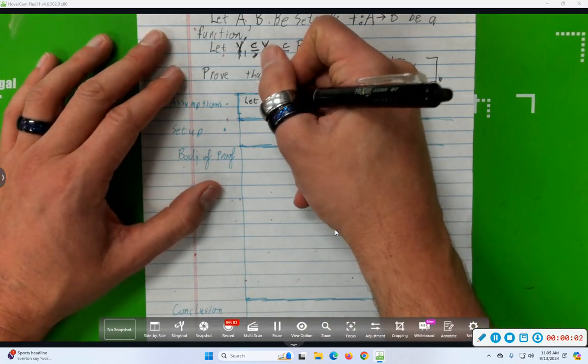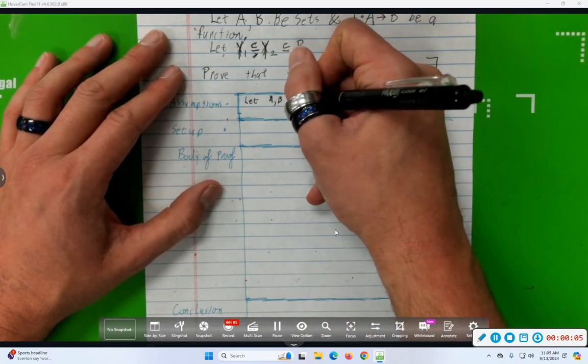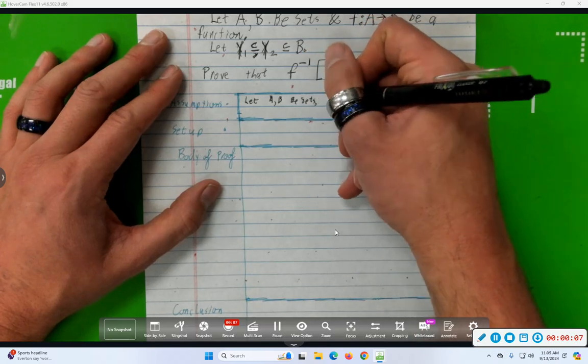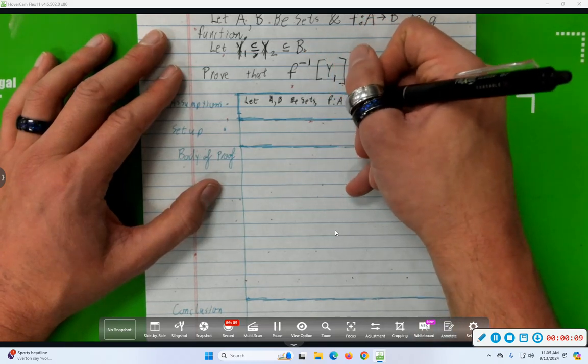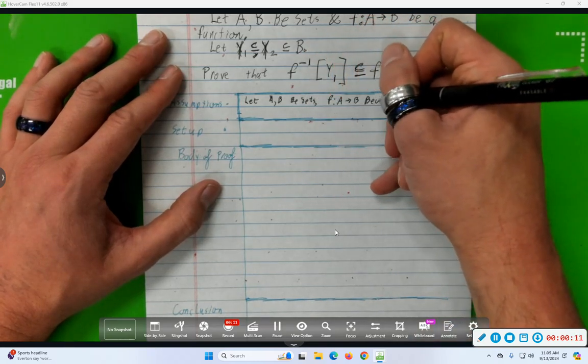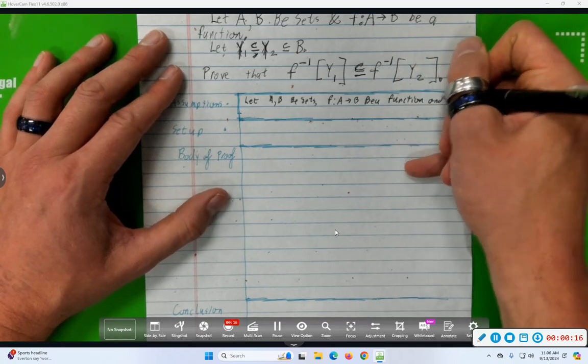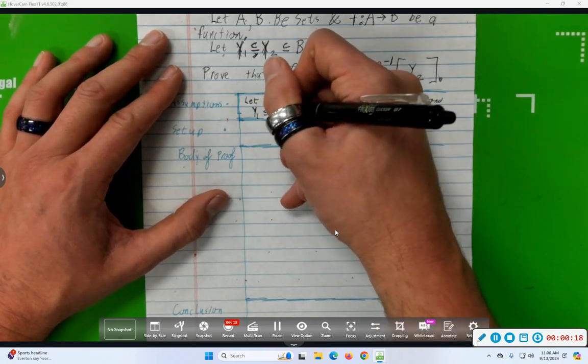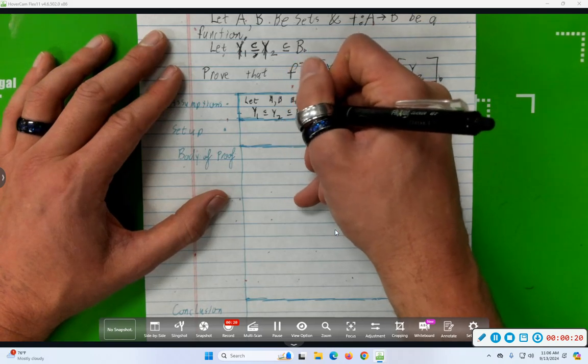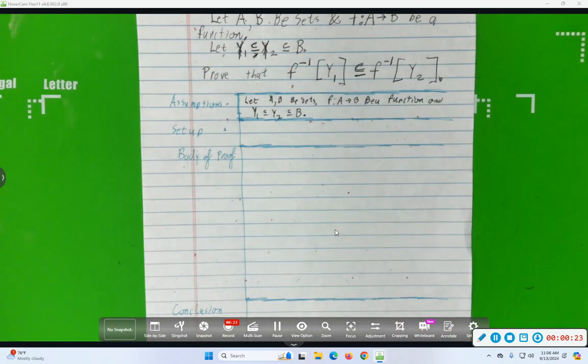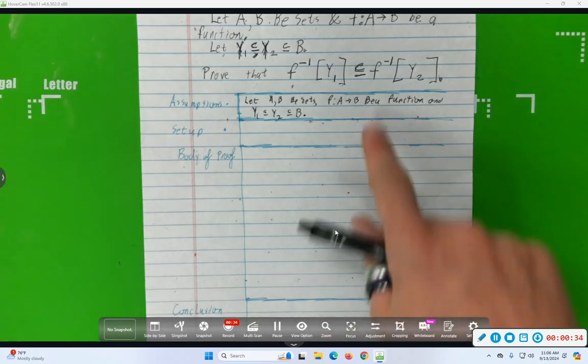Let A and B be sets, and f from A to B be a function, and y1 a subset of y2 a subset of B. Next, think about what you want to show. Here's what you want to show.